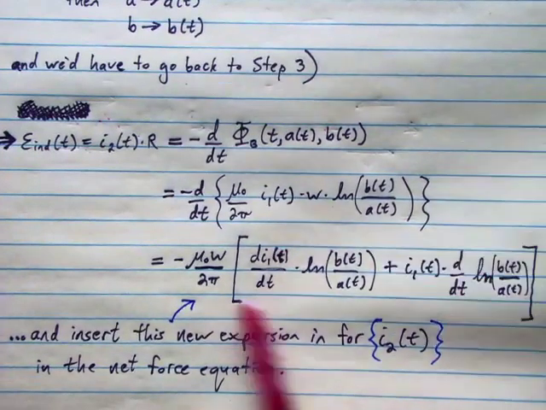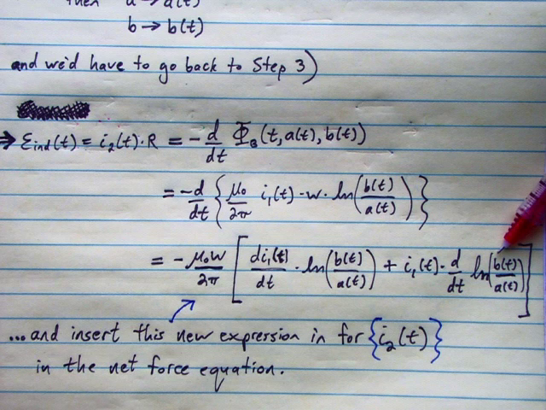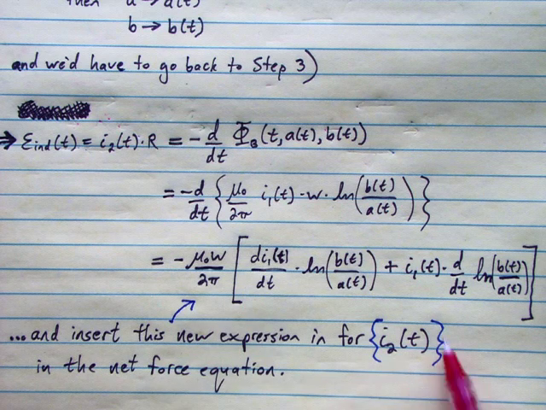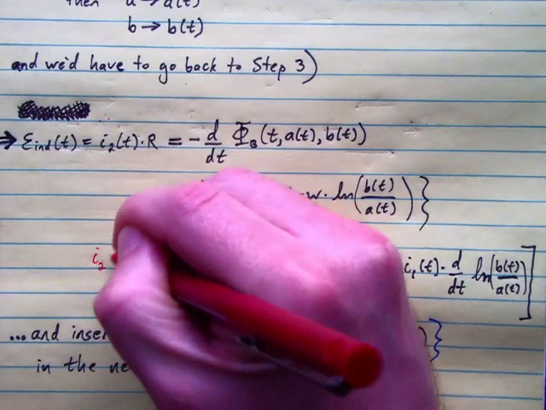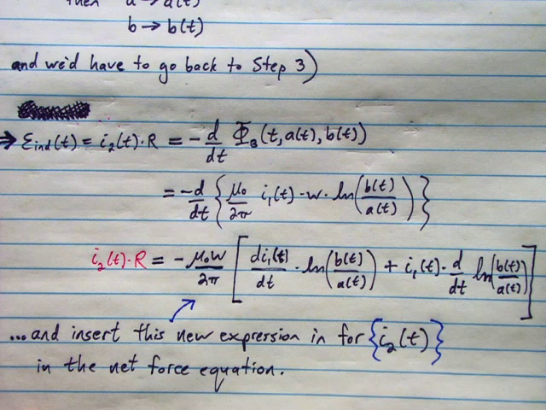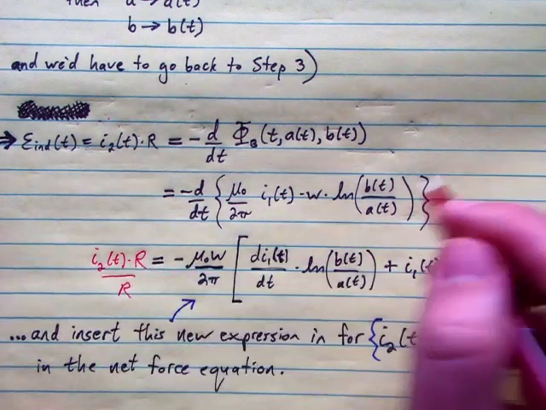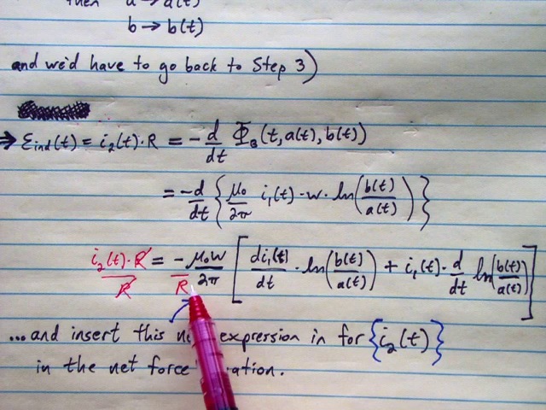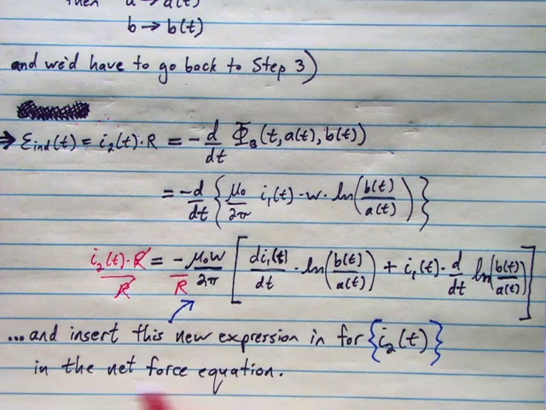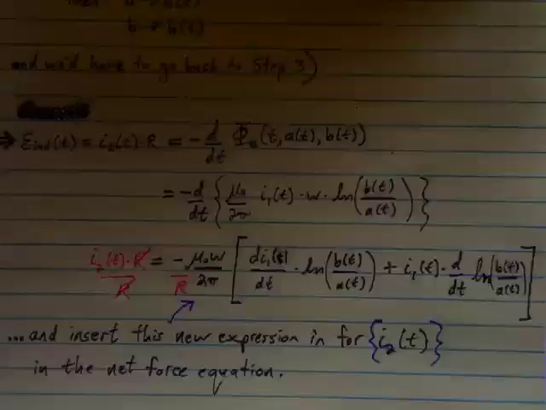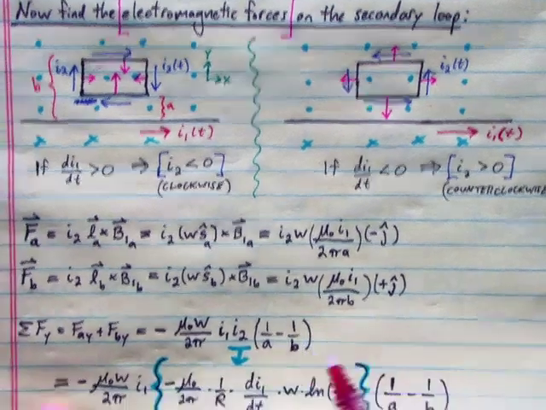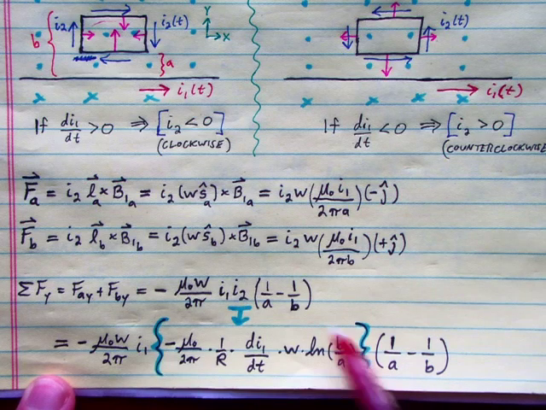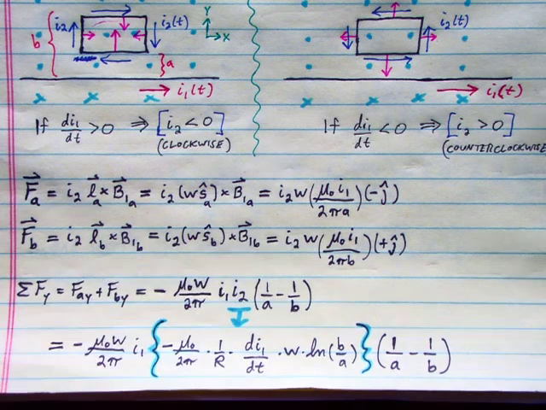And this whole expression, with this extra term allowing for A and B to vary with time, would now get inserted for I2 as a function of time. This is I2(t) times R, so we could divide through by R. And this whole thing divided by R would get subbed in for I2 of t in our net force equation. So this would go in right here for I2. It would take the place of this expression in the blue brackets if A and B are allowed to be functions of time. What a ride.